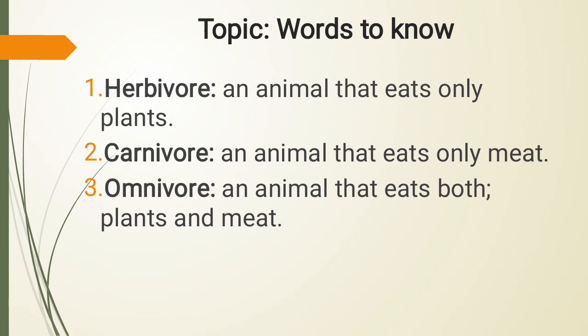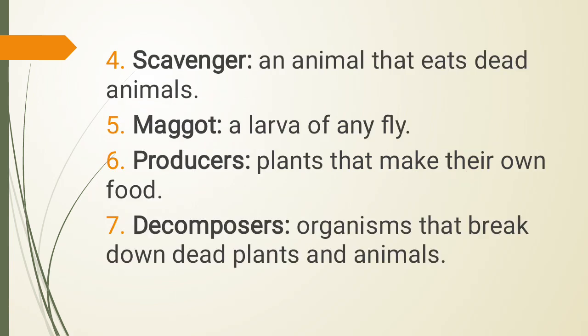Number 3 is omnivore. Blue color pencil, you will write this, OMNIVORE, omnivore. An animal that eats both plants and meat is known as omnivore. Number 4, scavenger. SCAVENGER, scavenger, an animal that eats dead animals. We discussed it in our live sessions as well, in which I told you that there are 2 examples of it, that is vulture and maggot.